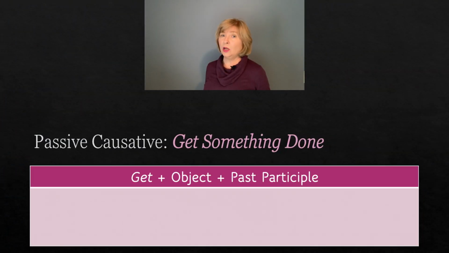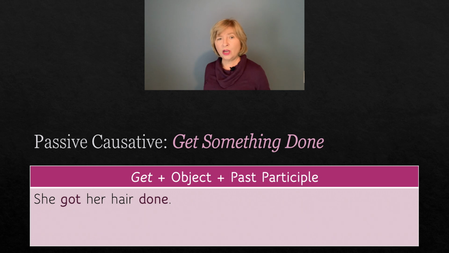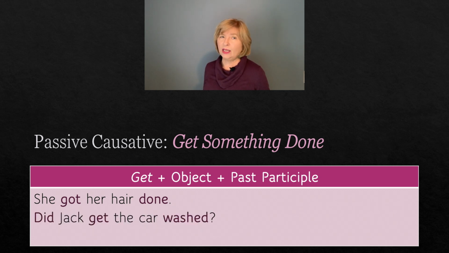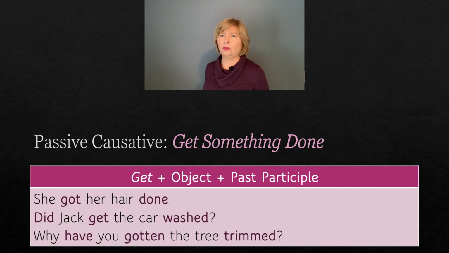We use get plus the object plus a past participle, just like we did with have. So we can say, she got her hair done. Did Jack get the car washed? And why have you gotten the tree trimmed? Maybe I liked the tree the way it was. Okay, let's look at the rules.